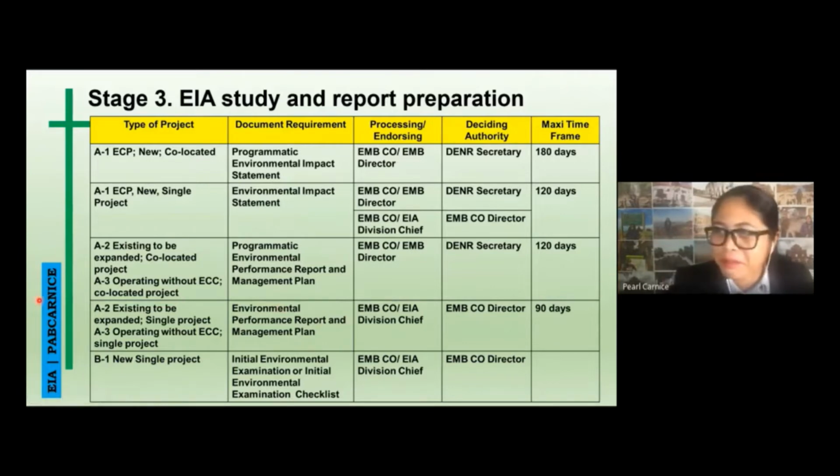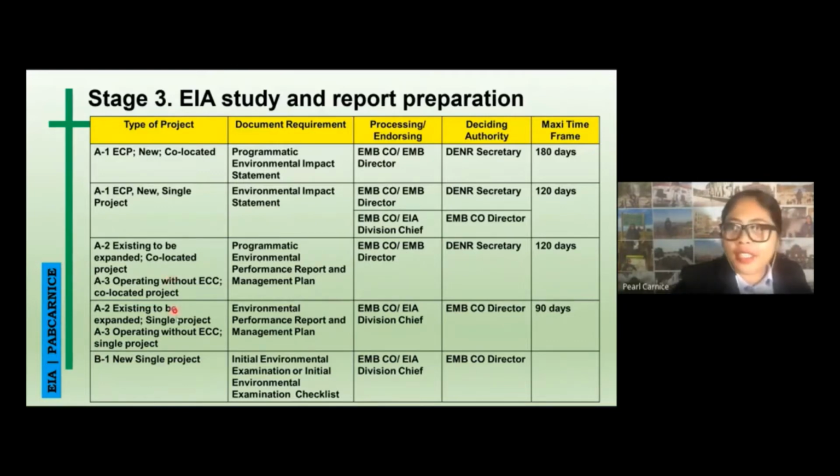Anyhow, those buildings actually belong in this category, operating without ECC. In that case, the document that has to be prepared is a programmatic environmental performance report and management plan. Of course, with the same processing, endorsing and deciding authority, it would take at least 4 months for the ECC to be issued.